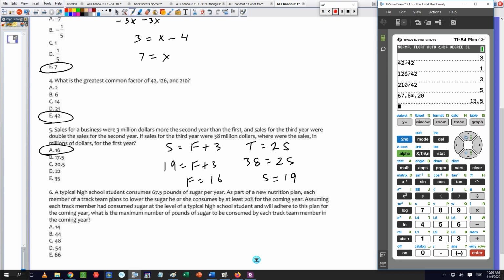Assuming each track member had consumed sugar at the level of a typical high school student and will adhere to the plan for the coming year, what is the maximum number of pounds of sugar to be consumed? Well, they're going to eat 13.5 pounds less, so I'm going to take my starting point and subtract that 13.5. 54. Our answer is D.